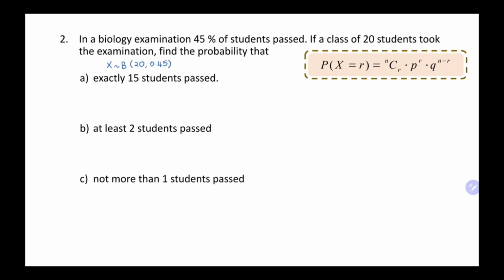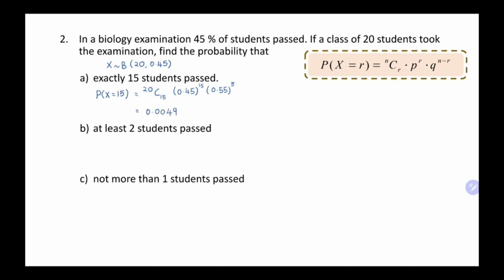Okay, next question. Exactly 15 students pass. So we want to find P(X = 15). Since we use the equal sign, we can use the direct formula nCr, p^r and q power of n minus r. So we substitute. n is 20, 20C15, r is 15, our p is 0.45, power of 15, and q we minus, so we get 0.55, and power n minus r, so 20 minus 15, then we get 5. Then we directly calculate, we get answer 0.0049.